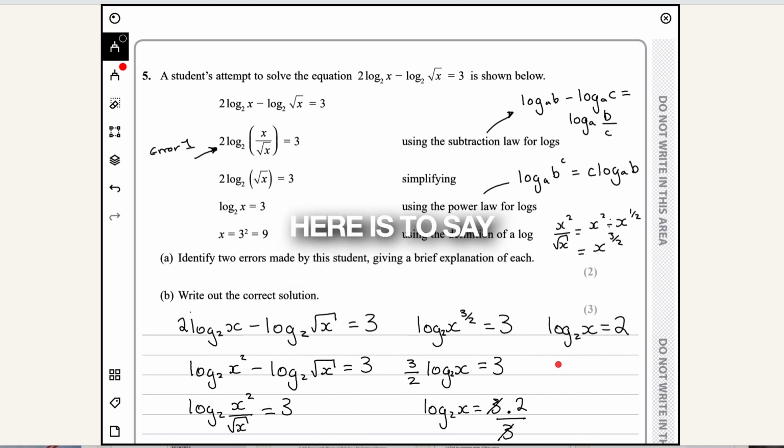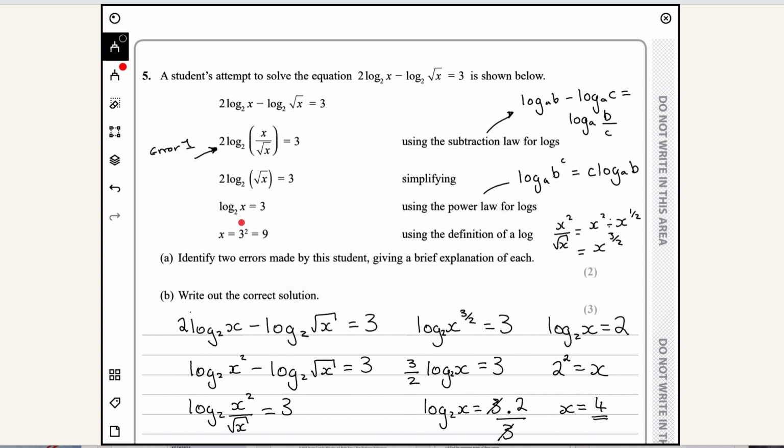Next stage here is to say we've got a base of 2 here, we've got a power of 2, and we've got an argument here of x. So 2 squared equals x, so x will equal 4. And that's the second mistake here.